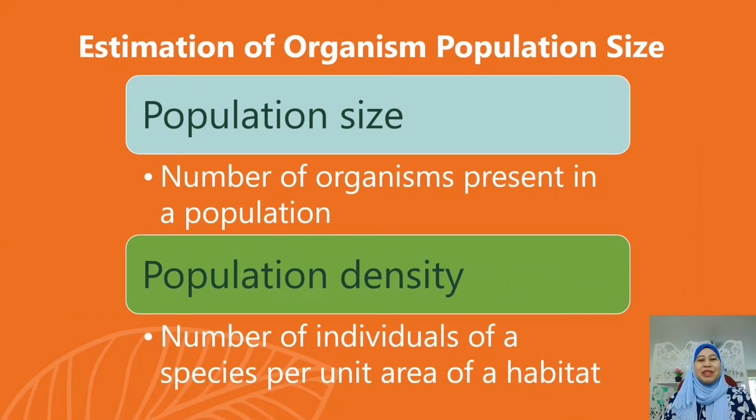There are two important data when we want to study population ecology. That are population size and population density. So we are going to look at these terms. Population size is the number of organisms present in a population, whereas population density is the number of individuals of a species per unit area of a habitat. When the area is too large, the population can be estimated by a random sampling technique.